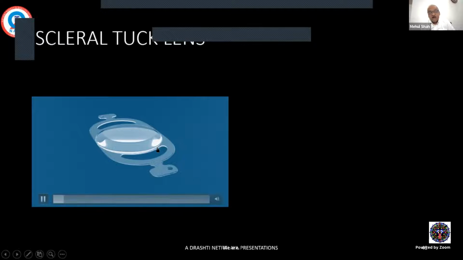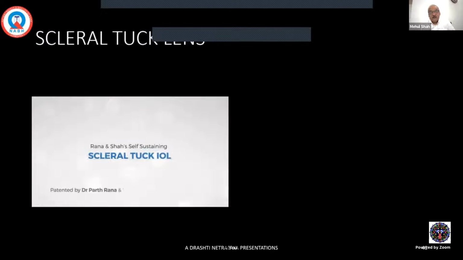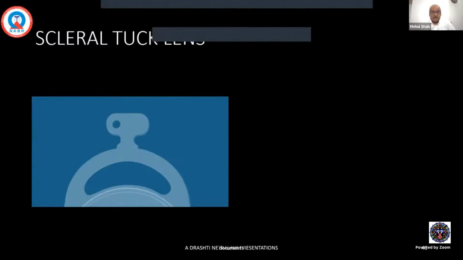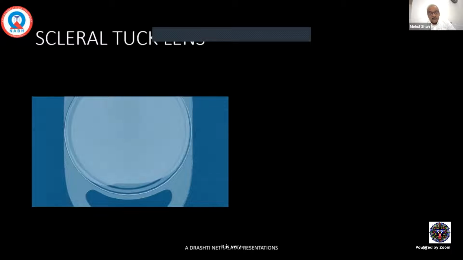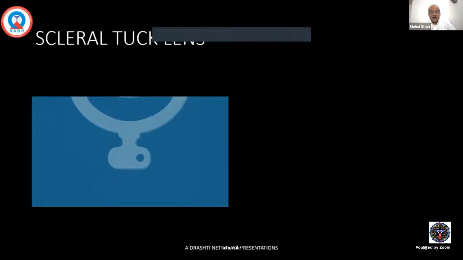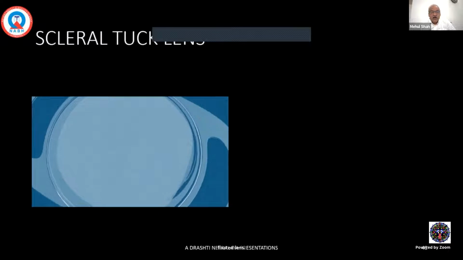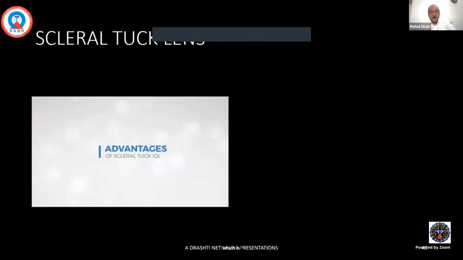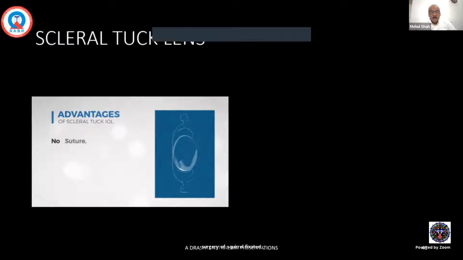Complicated, effortless technique of the Rana and Shah's self-sustaining scleral tuck IOL. Scleral tuck IOL is designed to simplify the complex surgery of scleral fixated IOL and reduce the cost significantly. This design is the next generation of scleral fixated intraocular lens. Advantages of scleral tuck IOL: we retrieve these flippers out from the sclera and leave it like this.